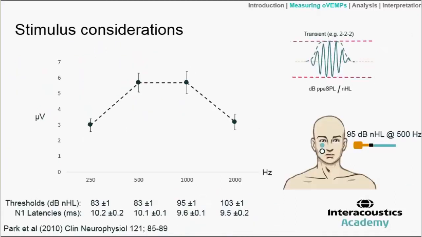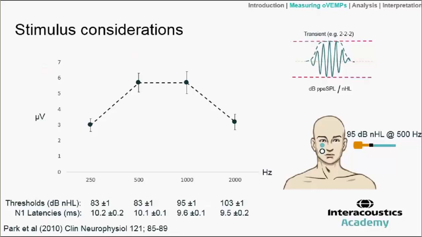Some further considerations. Maybe now we'll turn our attention to the stimulus. And what we show here is a tuning curve for the oVEMP. This is where we present tone bursts of different frequencies on the x-axis, and then we measure the N1 P1 amplitude on the y-axis. And we can see the tuning curve where the greatest response is at that 500 Hertz region, which is very much in tandem with the CVEMP tuning curve, and then the response amplitude tails off as we increase the frequency.